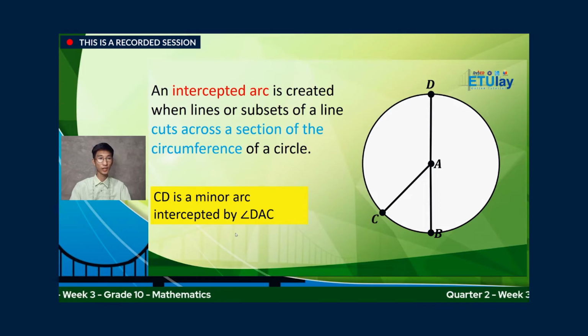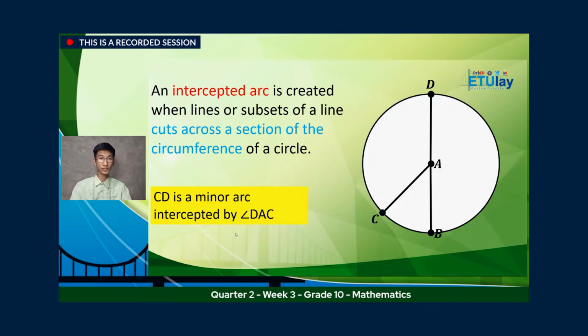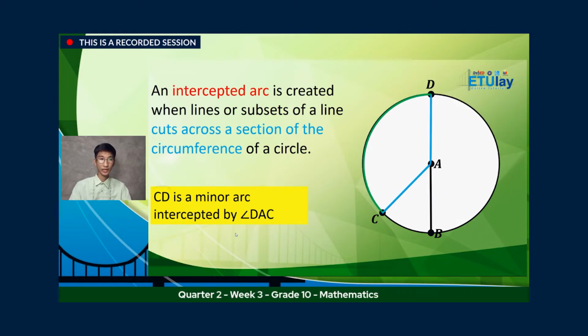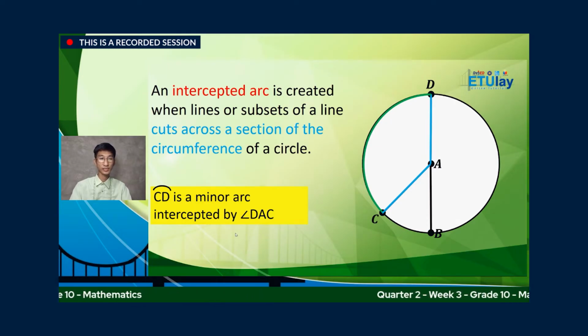Next, let us talk about an intercepted arc. When we say an intercepted arc, it is created when lines or subset of a line cuts across a section of the circumference of a circle. We have here angle CAD and an arc CD. And arc CD is a minor arc that is intercepted by angle DAC.